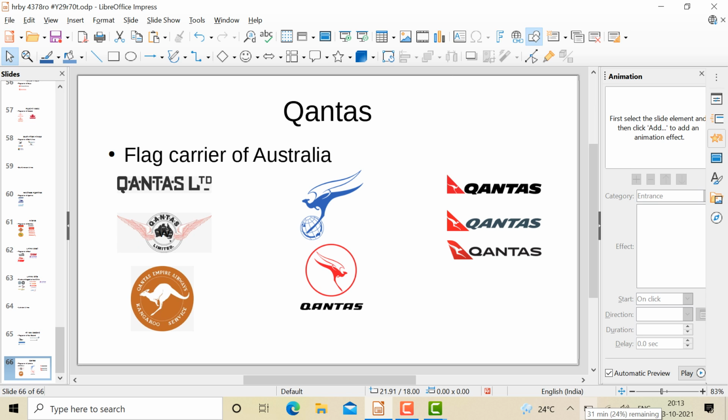Then the kangaroo was moved onto the vertical stabilizer with the name Qantas appearing to the right of it. The font was changed, and in the final logo, the triangle became a little more curvy, and the name Qantas. So guys, that is it for today.